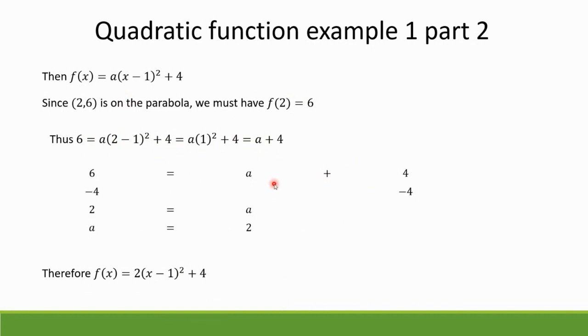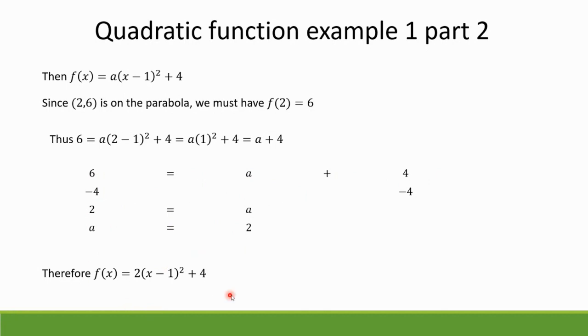And we want to know what a is, right? So what do we do? We solve for it. We can do that by subtracting 4 from both sides. We get 2 equals a. So a equals 2. All right, that's good.